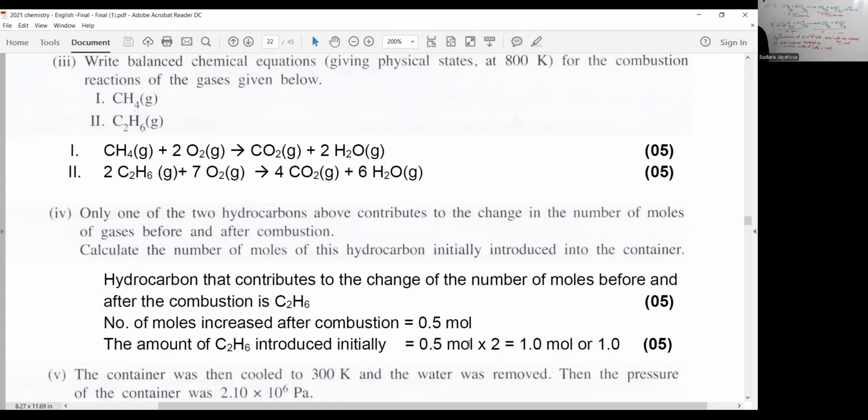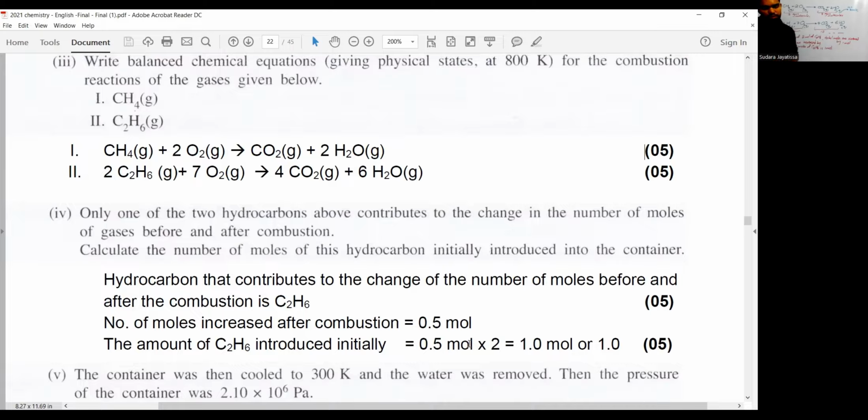Okay, and it's better to apply a separate sentence too, like the given one in the marking scheme. And then the number of moles increase after combustion is 0.5. The amount of C2H6 introduced initially, therefore, 1.0 moles. Okay, but I think the one I gave you on the board is more clear than this, right? So please write that too.